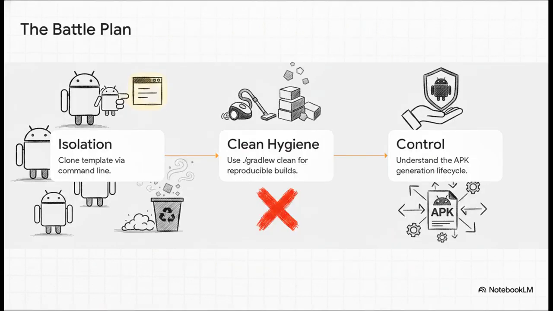Now, what's really brilliant is how this template gives him a concrete 3-step battle plan for starting any new project. Step 1, isolation. Whenever he wants to spawn a new app, he just clones the template using a basic copy command. No messy IDE wizards. Step 2, clean hygiene. By running a command line clean instead of manually hunting down folders to delete, he guarantees every single build is completely reproducible and free of those annoying ghost artifacts from previous compiles. And step 3, control, the ultimate prize. He commands the generation of the final APK himself.